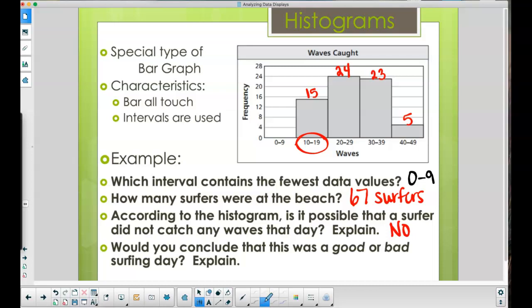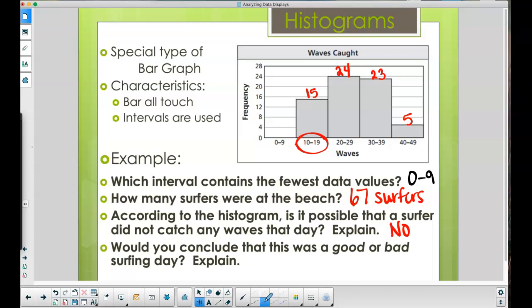So that's kind of the biggest problem with the histogram. We can't tell exact numbers. We know they might have all gotten 19. I don't know. There might have been 1 who got 10 and 14 people who got 12 waves. Or they could have all been spread out in that interval.